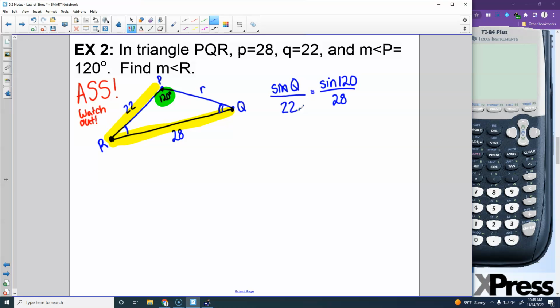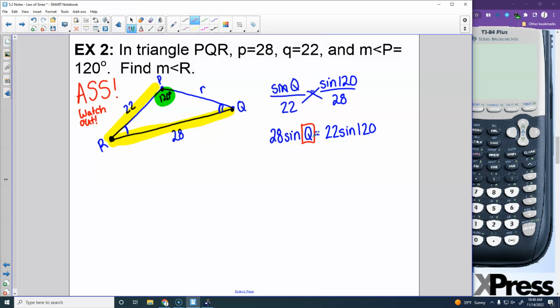And this one's going to be a little bit different because we're not solving for a side, we're solving for an angle this time. So we're still going to cross multiply. So I will get 28 sine of Q equals 22 sine of 120. And this Q right here is what I'm solving for.